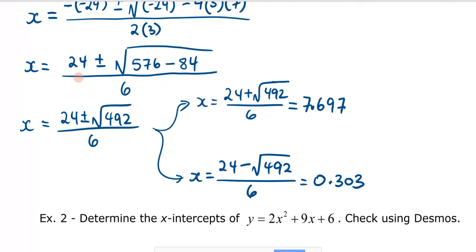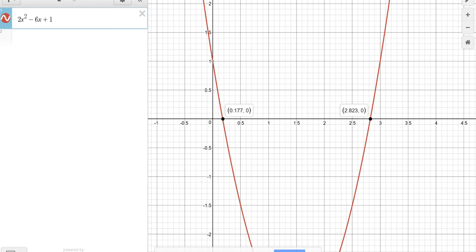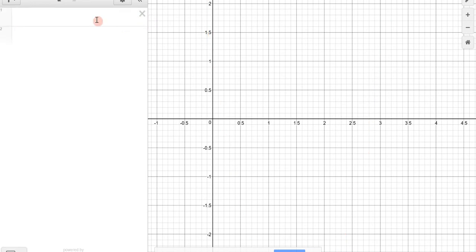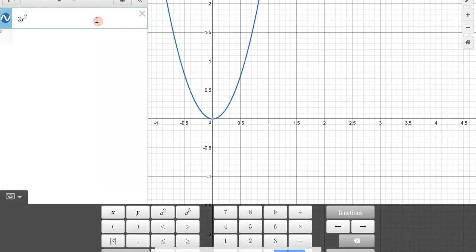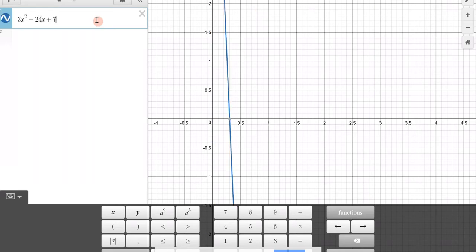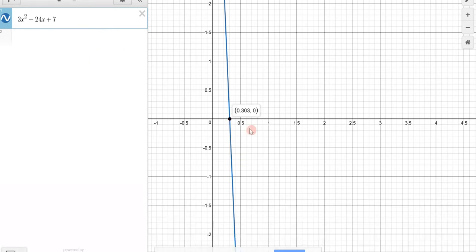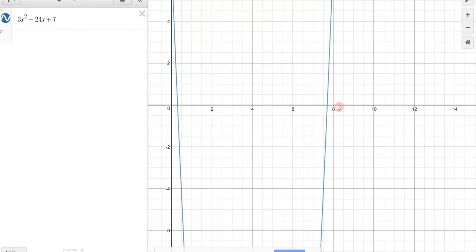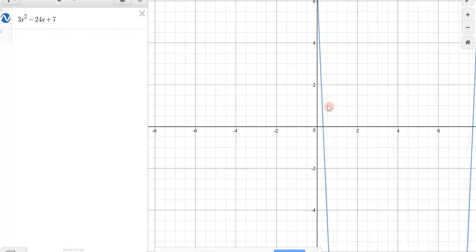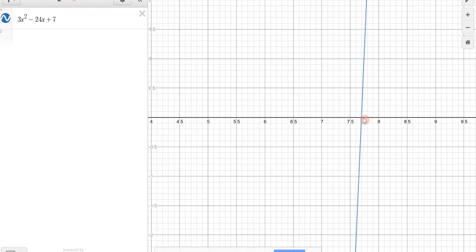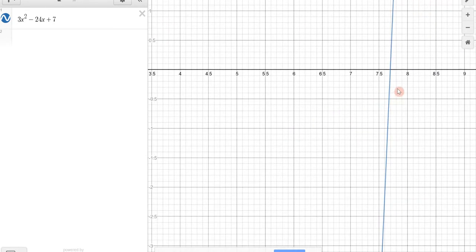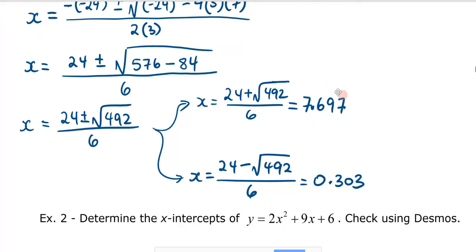Okay, and you can check your answer using Desmos. So if I plot this equation on Desmos, let me erase this old one here. So the equation is 3x squared minus 24x plus 7. And so here is one of the x-intercepts here at 0.303, which is exactly what we got in the quadratic formula. And here's the other one, zoom in so we can see that better, right there, 7.697, which is exactly the numbers that we have here. So we verified that using Desmos.